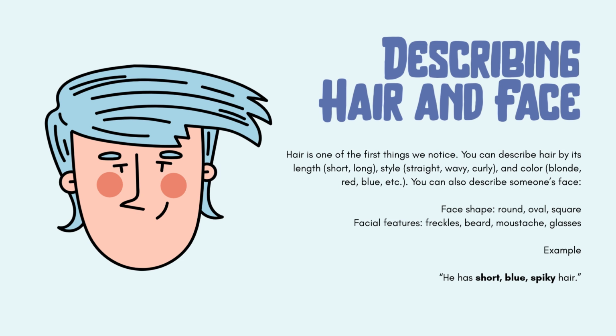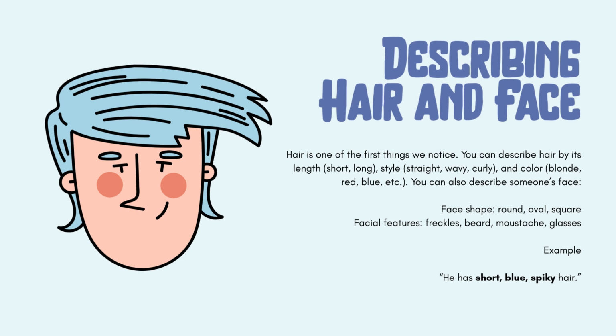So let's go a bit into depth about describing hair and face. Hair is one of the first things that we notice. You can describe hair by its length, which could be short or long. You can describe it by its style, which could be straight, wavy, or curly, and you can describe it by its color, could be blonde, could be red, or could be blue.